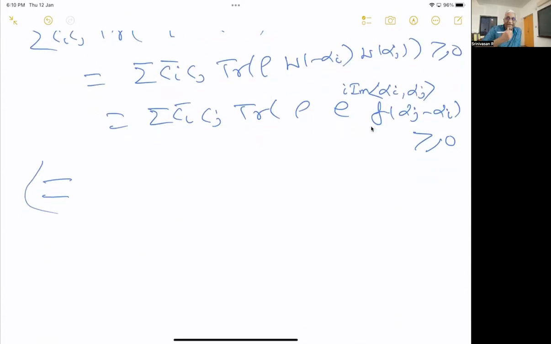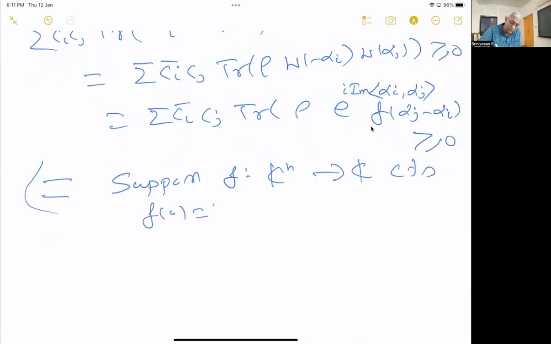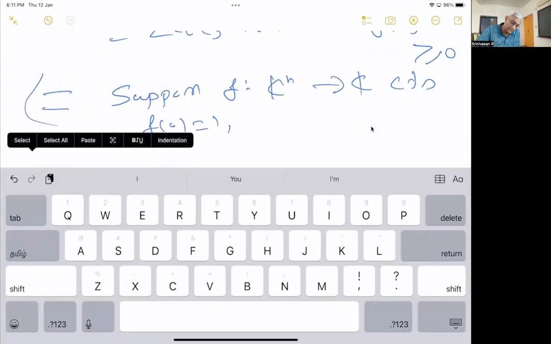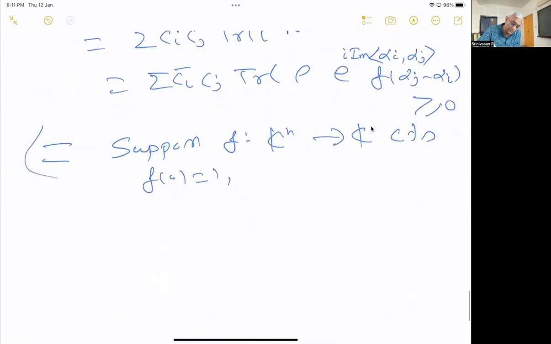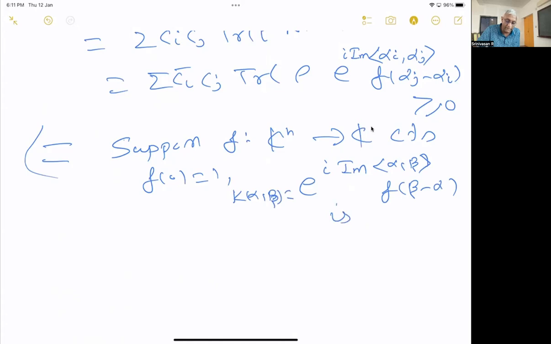Okay, so we want to prove the other way. So suppose f is a function from Cn to C. Okay, f continuous, f of 0 equal to 1. And this is positive definite. So this function, e power i imaginary part of alpha beta, f of beta minus alpha, this function, k of alpha beta, is positive definite.